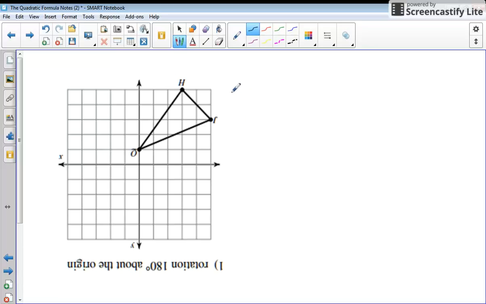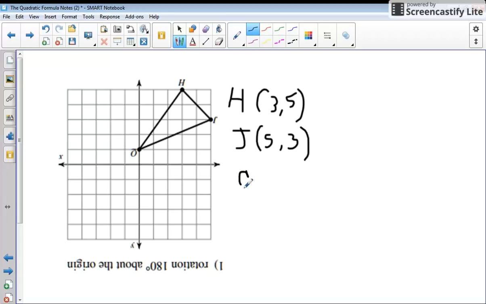So for example, H, the coordinates are 3, 5. Likewise, you're going to write down J, it's 5, 3. Interesting that they're just inverses of each other. And then Q is the easiest. I don't move left or right at all, so you can probably guess that's 0. And I move up just 1, so it's going to be 0, 1.